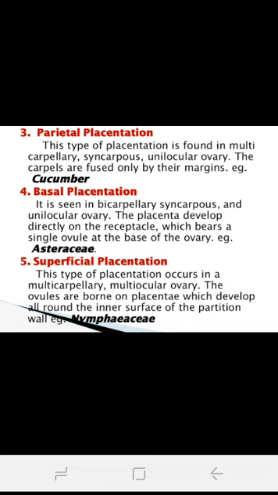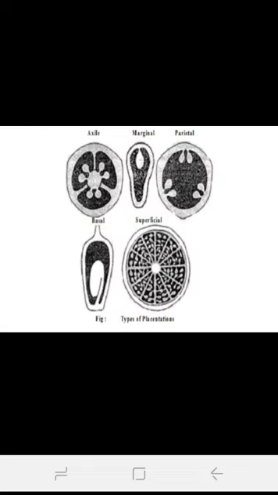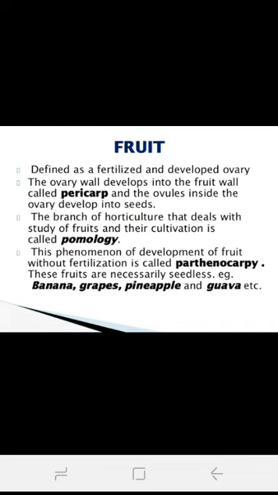Here, this is a very important type of placentation. It is also called laminar placentation. Placenta develops over the inner surface of the ovary wall. It occurs in a multicarpellary ovary. Common example is Nymphaea or water lily. So this is a picture of all types here: axial, marginal, parietal, basal and superficial placentation.